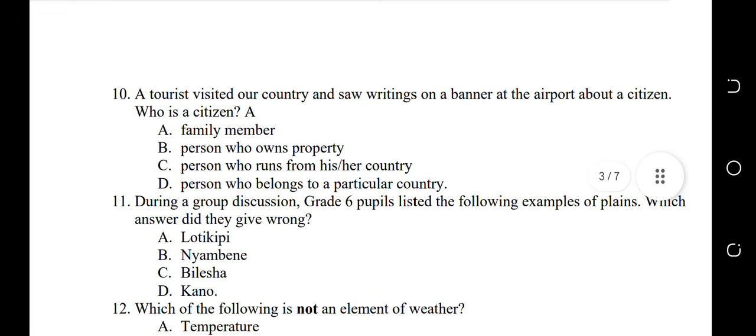Then to go to number 10. A tourist visited our country and saw writings on a banner at the airport about a citizen. A citizen is a very good question. A family member? No. A person who owns property? No. A person who runs from his or her country? No. A person who belongs to a particular country? This is grade 5. So the correct answer is D for dog.